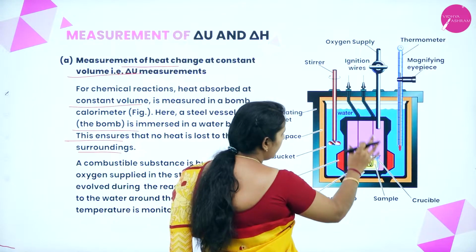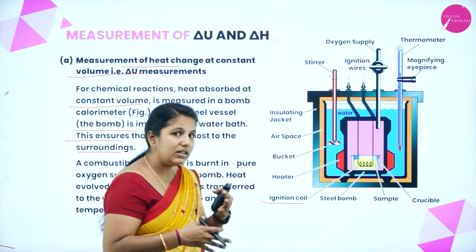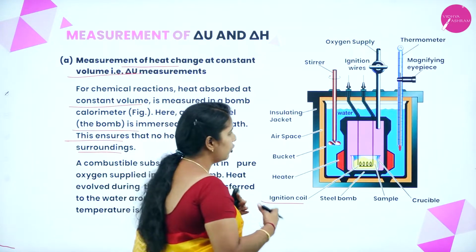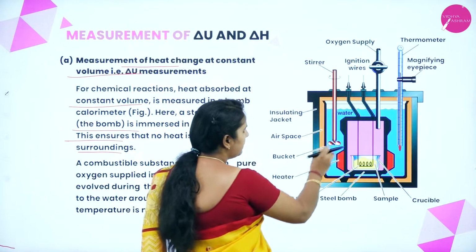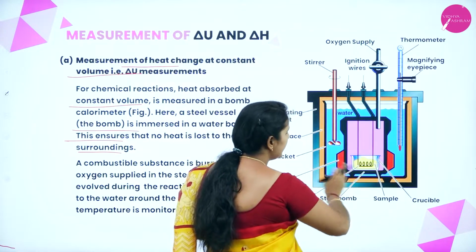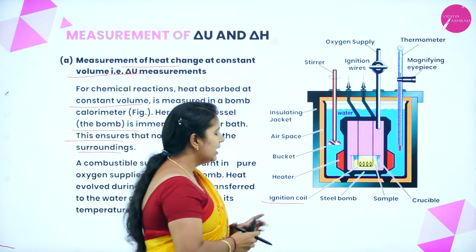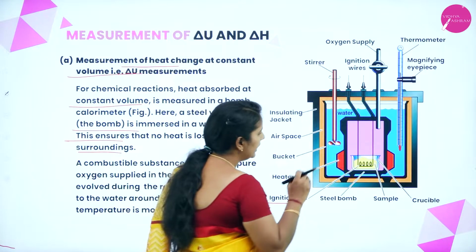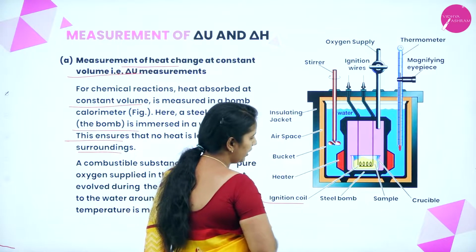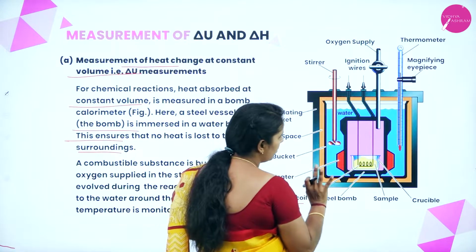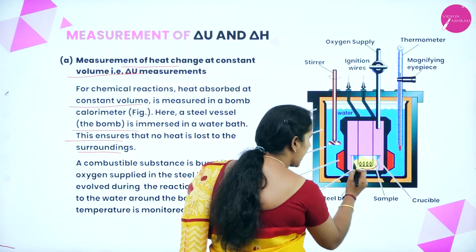During the combustion process, whatever heat changes take place can be measured by using a thermometer. Meanwhile, a stirrer is used so that the heat is evenly distributed throughout the entire container. I'll explain once again. This is a picture of the bomb calorimeter, where it has a steel container kept inside this calorimeter, and inside this steel bomb, they have kept a crucible. Inside this crucible, you can see that this is a sample.